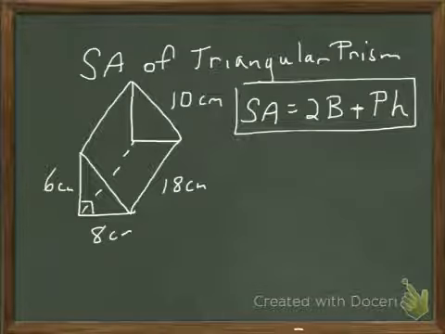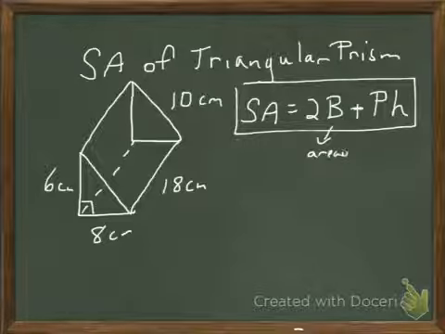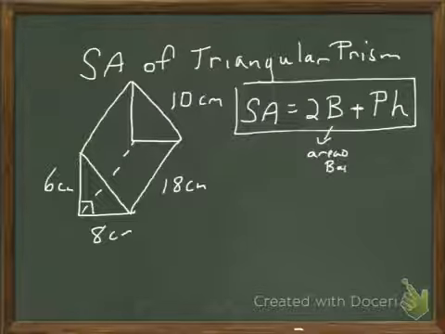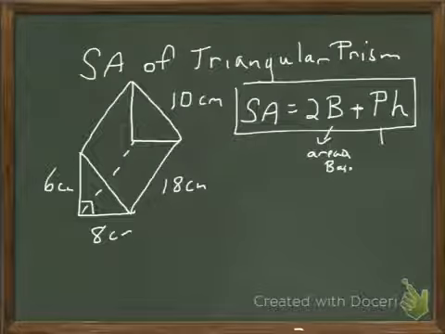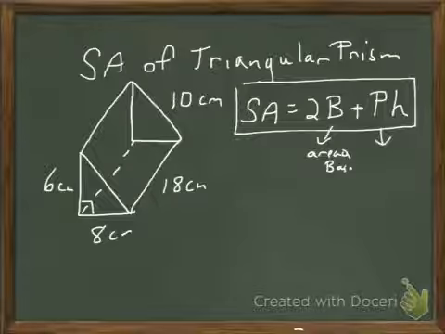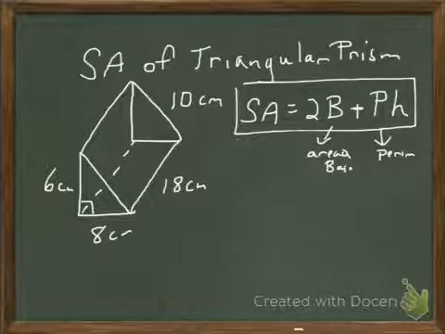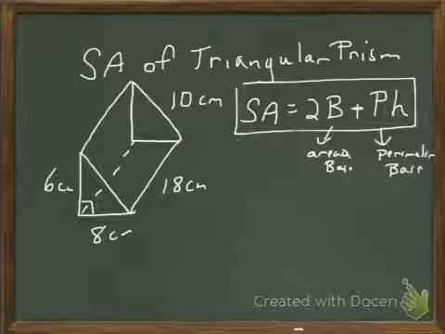If you know what the big B means and you know what the big P means, then all you have to do is find the numbers to go in and you're good to go. Remember from yesterday that the big B means the area of the base. For today, what do you think the P might mean? It means the perimeter of the base. Remember, perimeter is where you add the outside edges. Big B is the area of the base. Big P is the perimeter of the base.